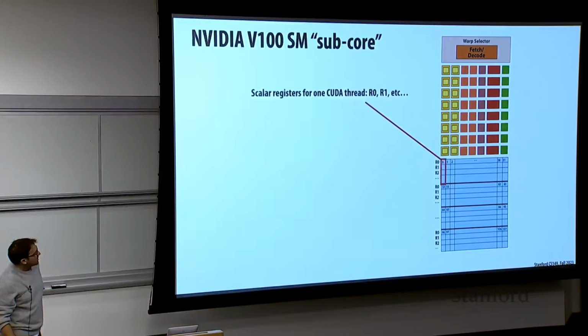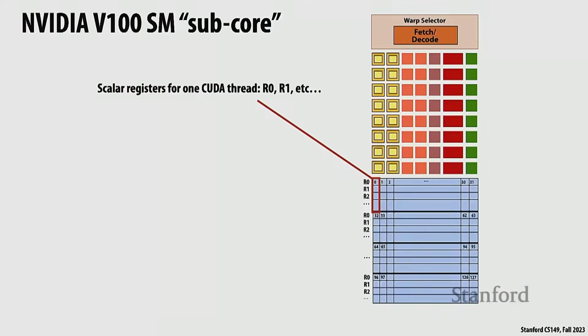So these are scalar registers for one thread. Now remember, when we talked about SIMD on a CPU, we said vector registers. These are not vector registers, these are scalar registers. The execution context of an NVIDIA thread is a bunch of scalar registers. Here are scalar registers for thread 2. So two different execution contexts.